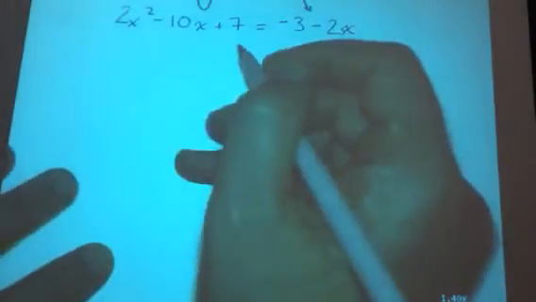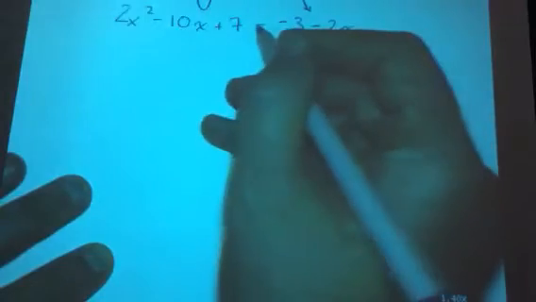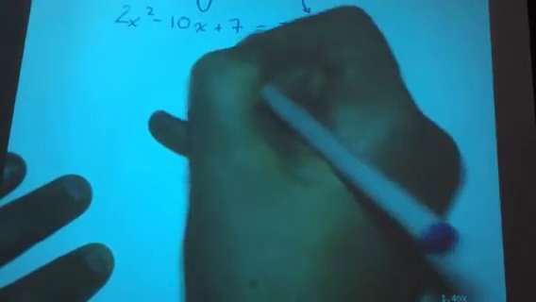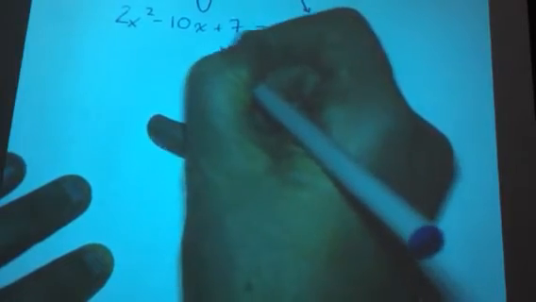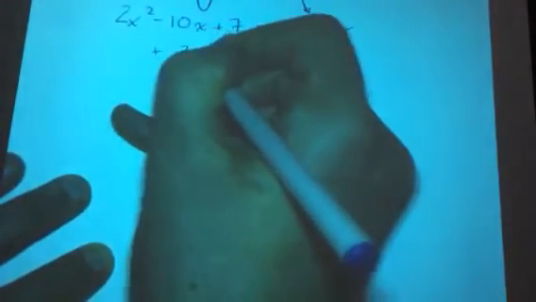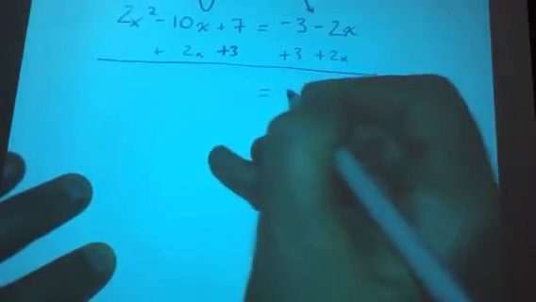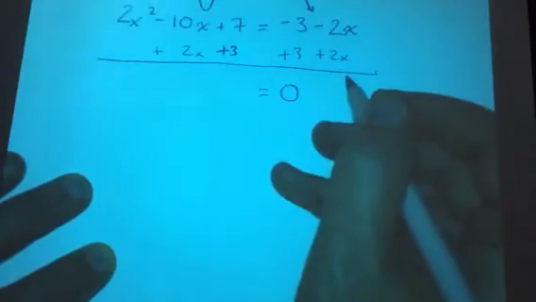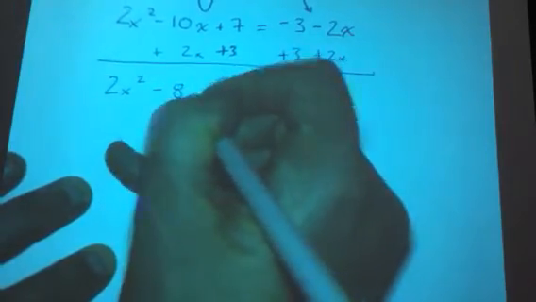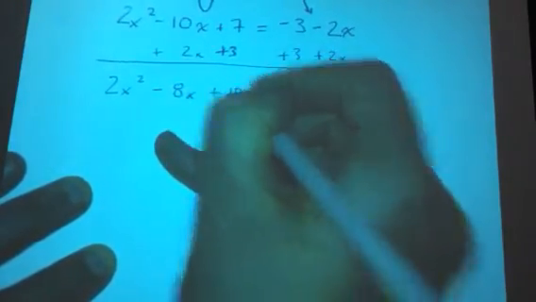So now we'd like to get this total expression set equal to 0. So let's add 3 to both sides. Let's add 2x to both sides. So that now we have 0 on the right-hand side. And on the left side, we have 2x squared minus 8x plus 10.